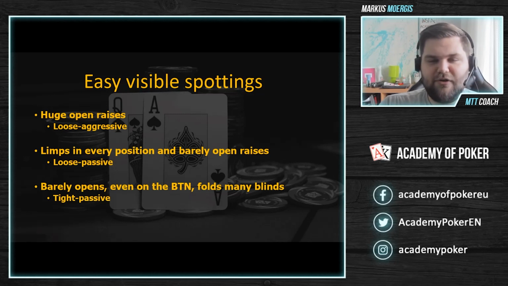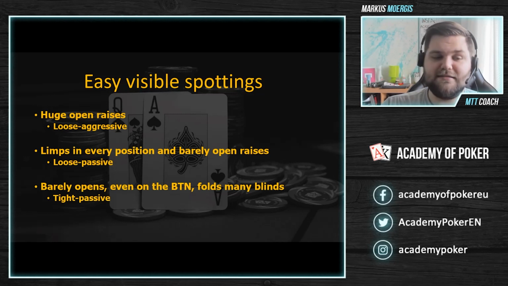Next up, when you have people that almost never open, also if they're on the button and everybody already folded, because on the button you have about the biggest range to open, and even then they fold way too many times, and they often fold their blinds. So when they're in the big blind and you have your stats and you see that he folded like 7 out of 10 times, there must be something wrong.